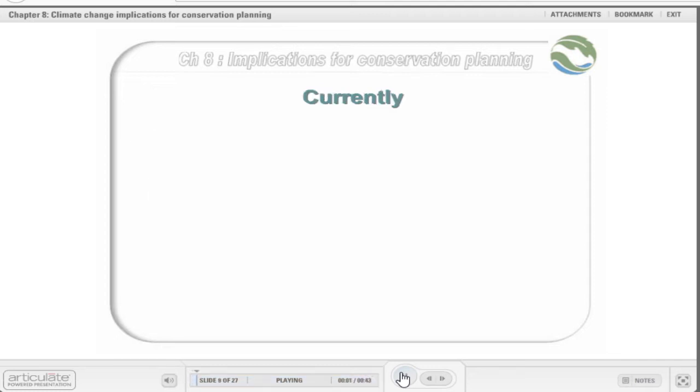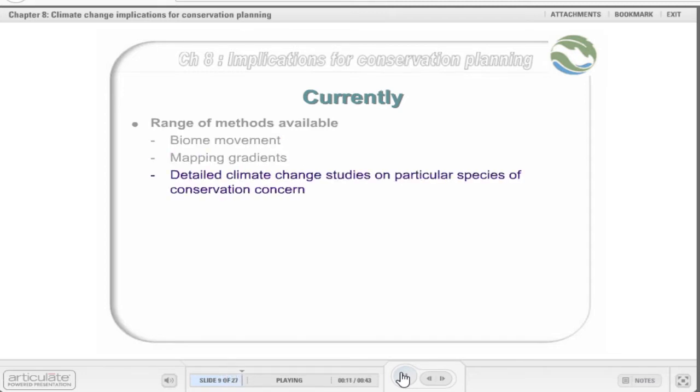This presentation presents an overview of some of the CCS types of conservation planning available. These include biome movement models, gradient mapping, and detailed climate change studies on particular species. These steps allow for planning of escape routes or movement corridors for species under extensive threat of climate change. At this stage, however, most of this planning is theoretical, with minimal integration with regional planning initiatives as yet.